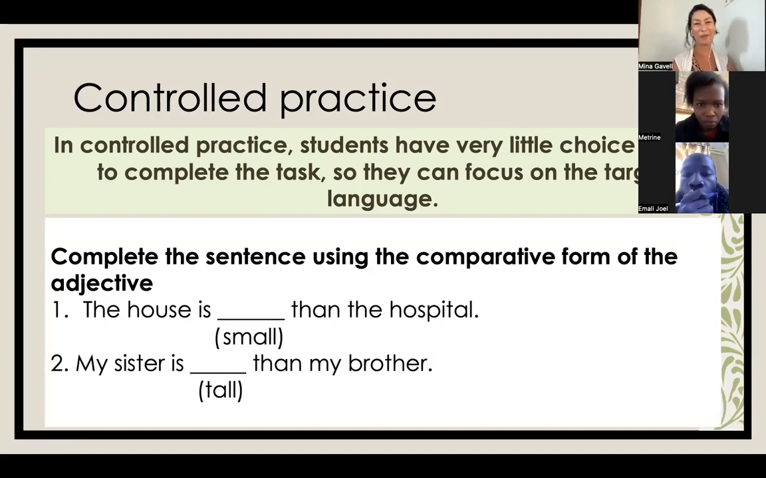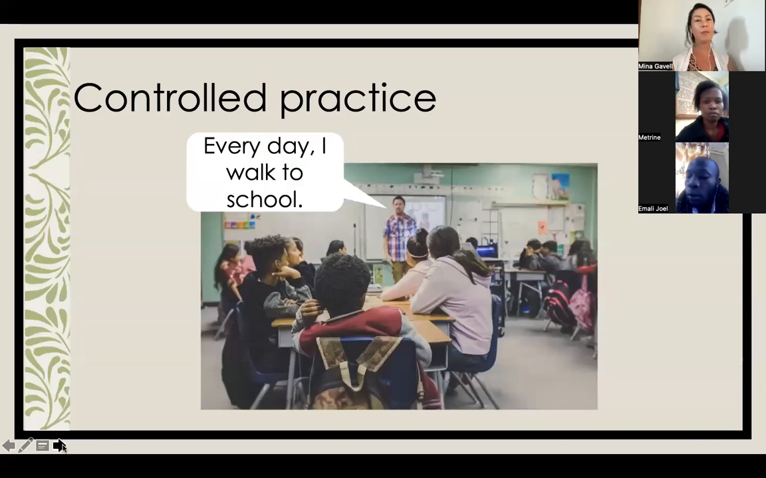And hopefully they will create sentences. The house is smaller than the hospital. My sister is taller than my brother. So this is controlled practice. The teacher or the exercise has a lot of control. The student has very little freedom. It's very focused. So this is an example of a written form. But controlled practice can happen with speaking too.